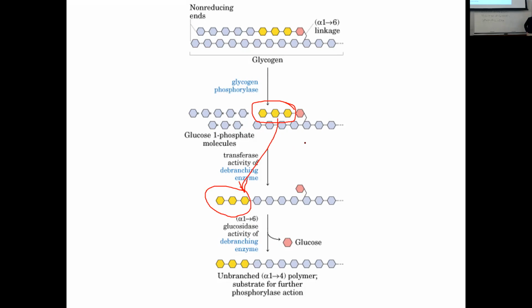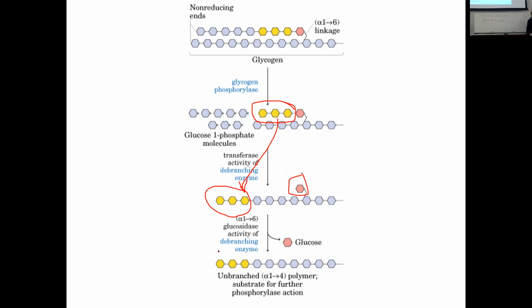This same enzyme also has a hydrolase activity where it's going to hydrolyze off the final glucose molecule right here as just glucose. It's not going to produce glucose 1-phosphate. It is going to simply hydrolyze that off. That will be phosphorylated by hexokinase thereafter, and that glucose will end up being glucose 6-phosphate.